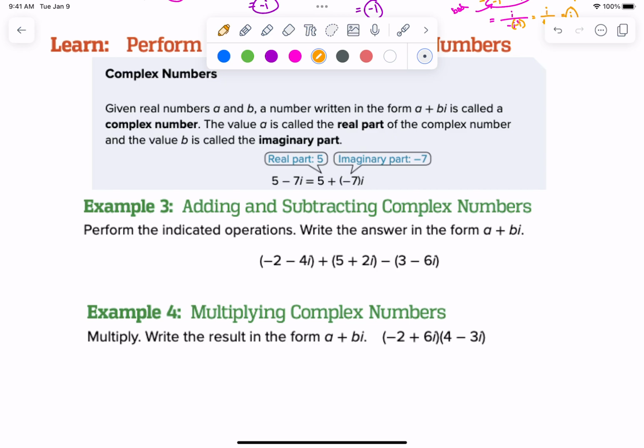Here's the easy part. We're ready for this one. This is going to be easier than that. I don't know why they didn't put this part first. Do we combine like terms? We're doing complex numbers.